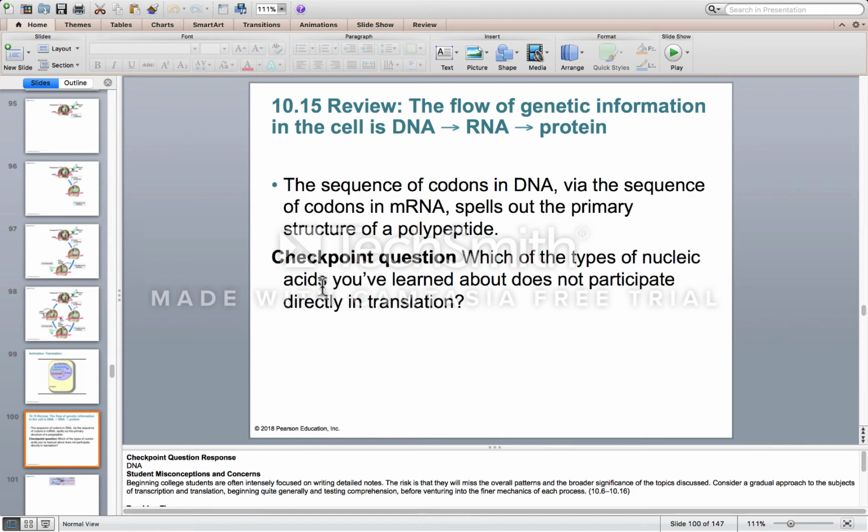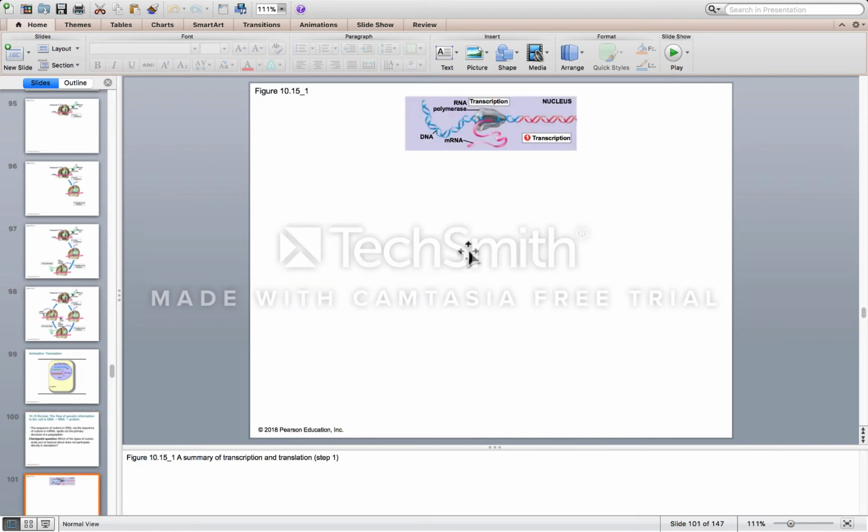Which of the types of nucleic acids you've learned about does not participate directly in translation? Remember, we had all the RNAs, right? Messenger RNA, transfer RNA, ribosomal RNA. So what's the only nucleic acid left? Those are 3 RNA molecules we talked about. The only one left is DNA. So that's the only one that doesn't participate in translation. What does DNA participate in? Transcription. All right, good.